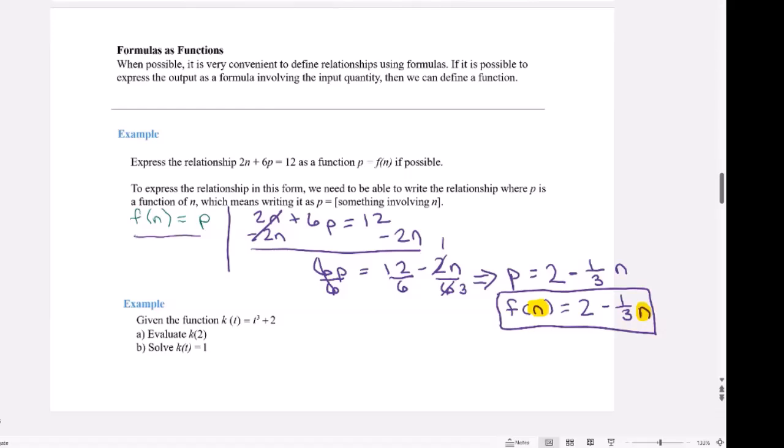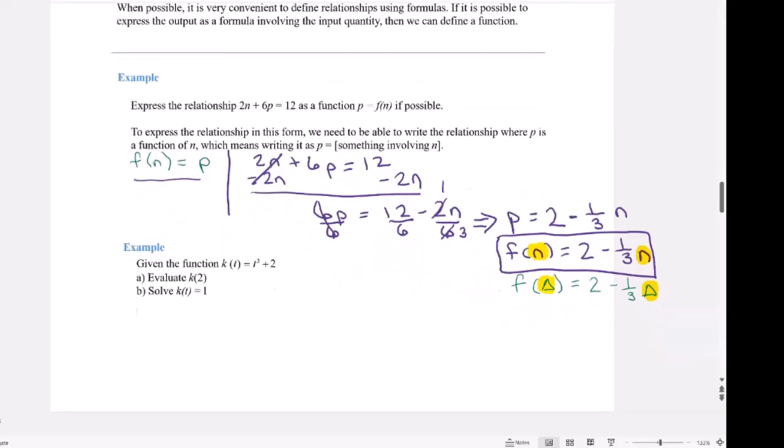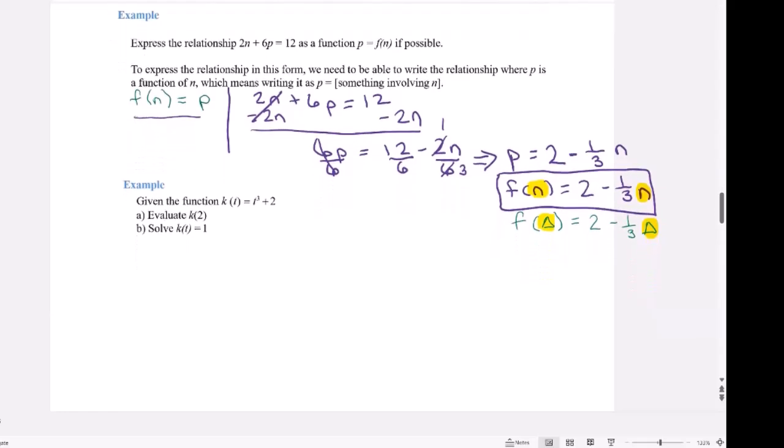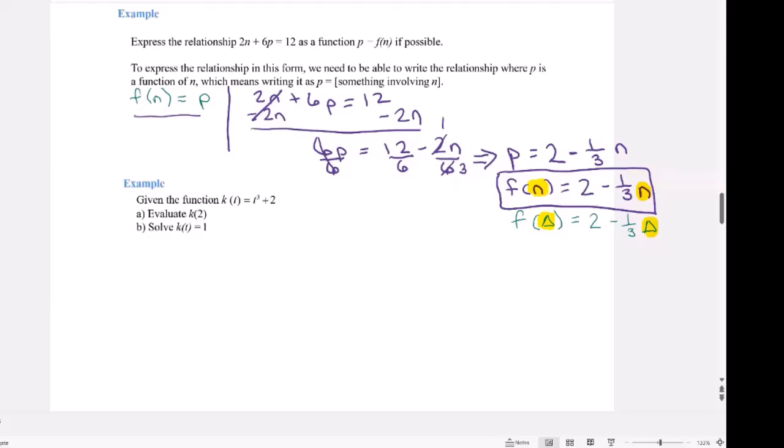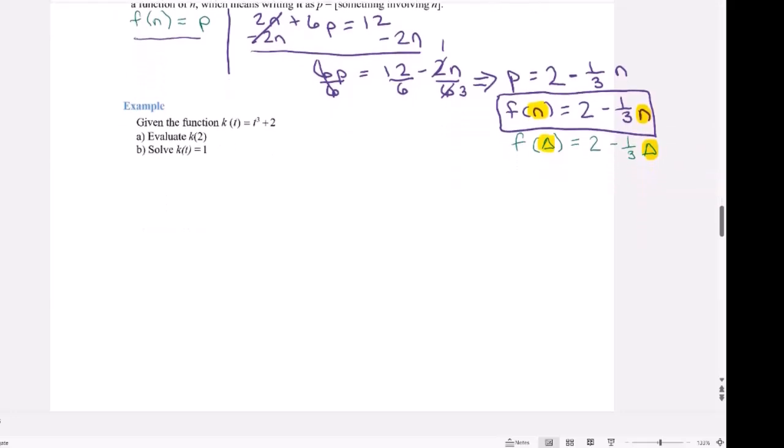If I were to say f of triangle, it's going to equal 2 minus 1/3 times triangle. Notice these are the same. The second is f as a function of a triangle, which I know doesn't make sense to you, but I'm trying to show you that those have to match. That's what we're looking for when we say something is a function of something else. Okay? I'm hoping this is clear.